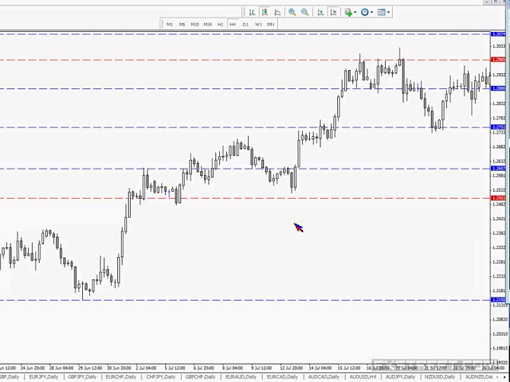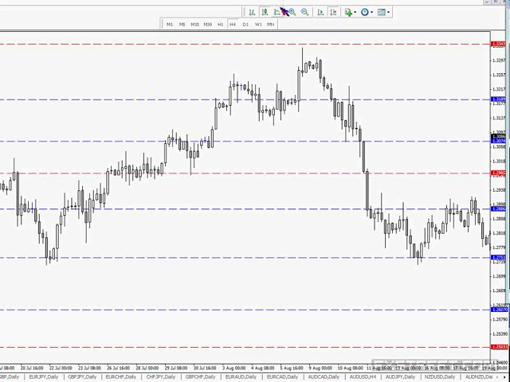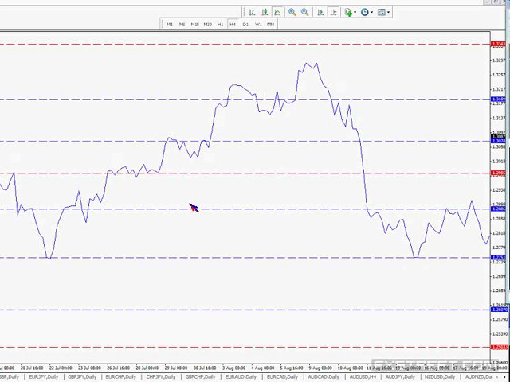But basically, these are just support and resistance zones, and we draw them based on line charts. Line charts really help people see these, and they pop out on the line chart.